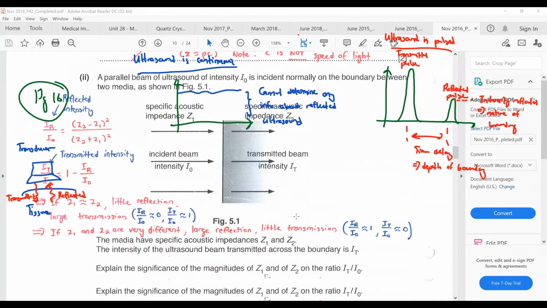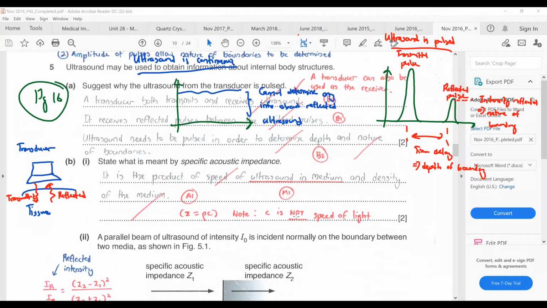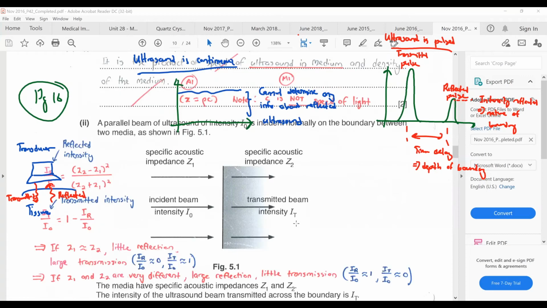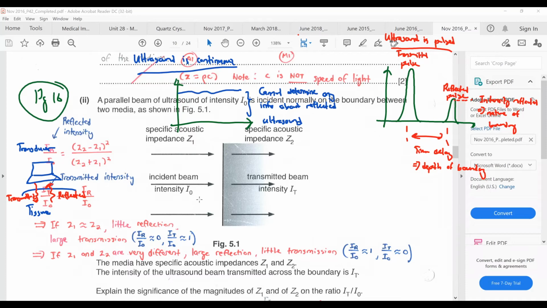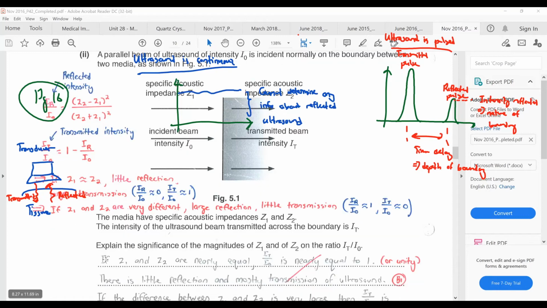Now if you have a look at part 2, part 2 talks to you about a parallel beam of ultrasound of intensity I0 incident normally on the boundary between two media as shown in figure 5.1. The media have specific acoustic impedances Z1 and Z2. The intensity of the ultrasound being transmitted across the boundary is IT. Explain the significance of the magnitudes of Z1 and Z2 on the ratio of IT to I0.